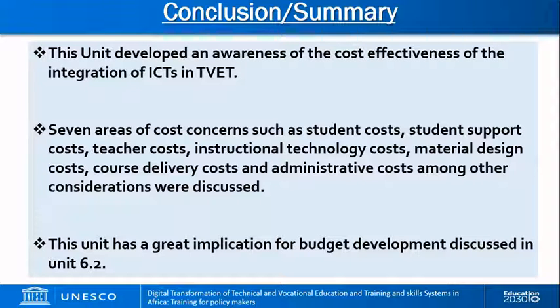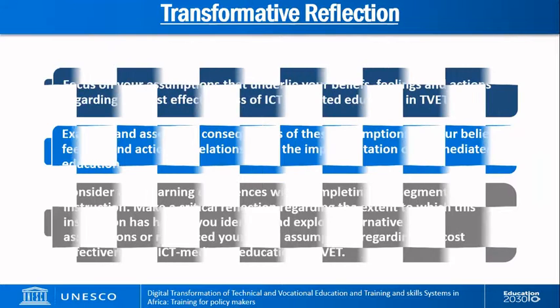In conclusion, this unit developed an awareness of the cost effectiveness of the integration of ICTs in TVET. 7 areas of cost concerns, such as students' cost, student support cost, teacher cost, instructional technology cost, material design cost, delivery cost, and administrative cost, among other considerations were discussed. This unit has a great implication for budget development discussed in Unit 6.2.